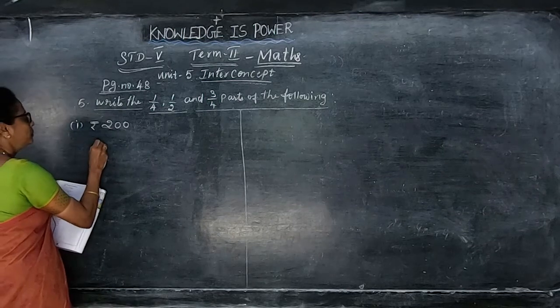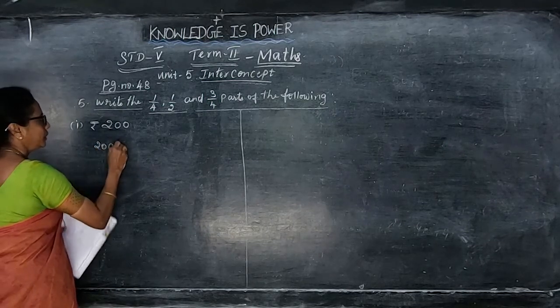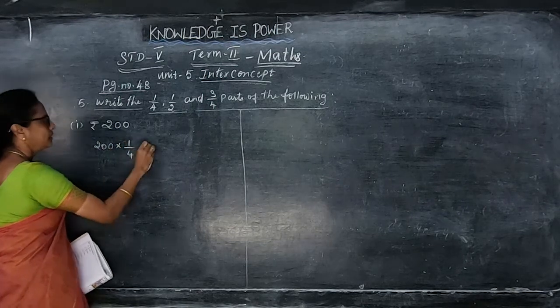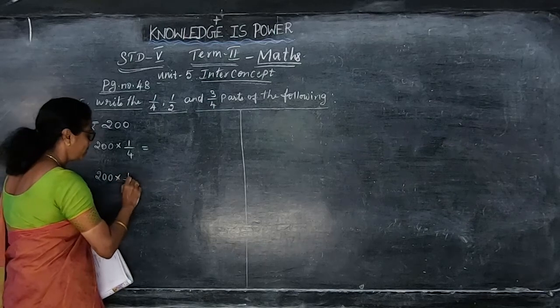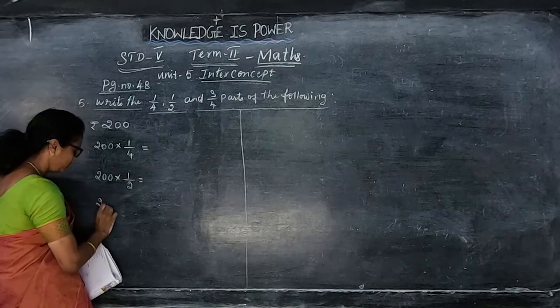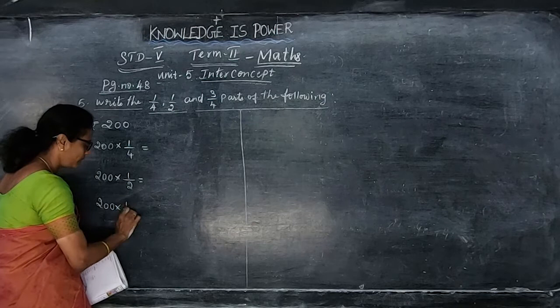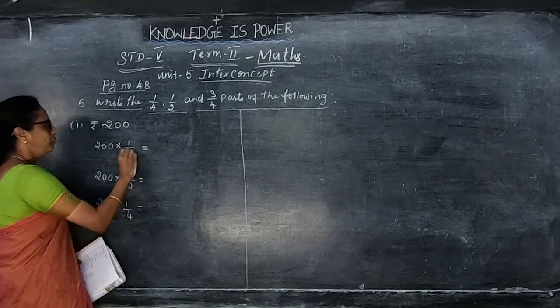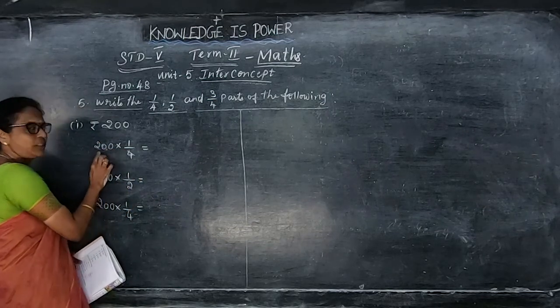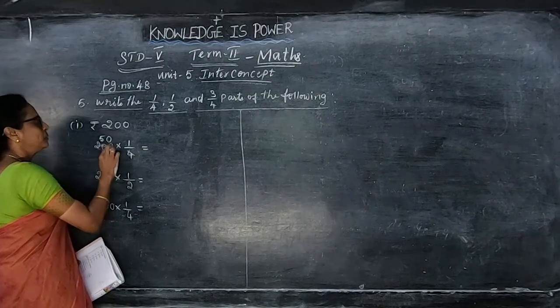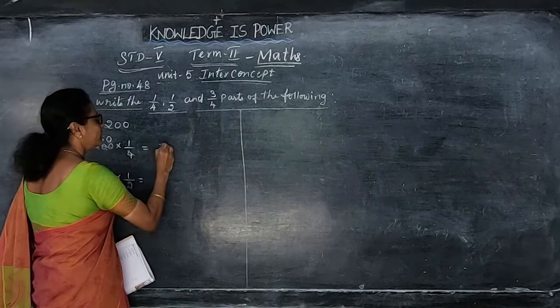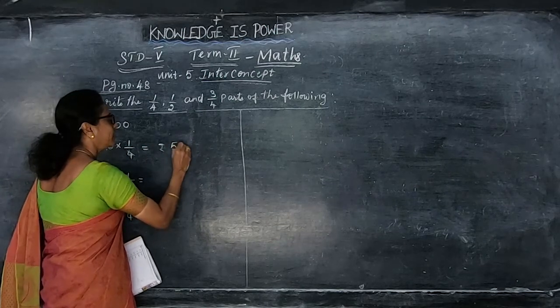So first I'll put rupees 200 into 1 by 4. That is equal to how much? Next, 200 into 1 by 2, then 200 into 3 by 4. So in 4 tables, how many times can we take 20? So 4 fives are 20. Put 1, 0. That is 50 into 1, equal to rupees 50.